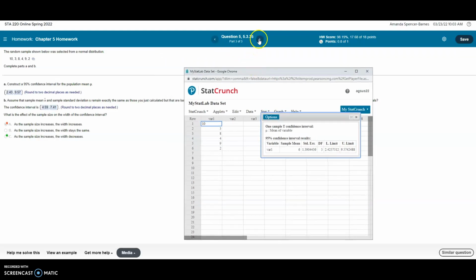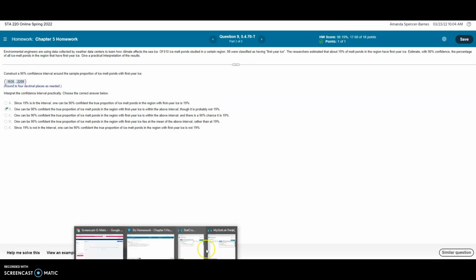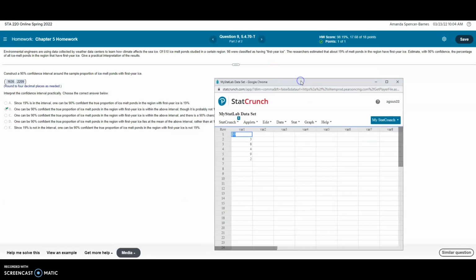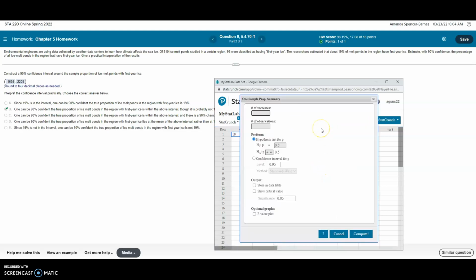I am going to use number 9 for the proportion problem. This problem asks us to do a 90% confidence interval for the sample proportion of ice melt ponds with first year ice. So when you do stat, proportion stats, one sample, and this gives us summary information, it's going to ask you about the number of successes and the number of observations. The number of observations would be your sample size. So in this case, it's 510.